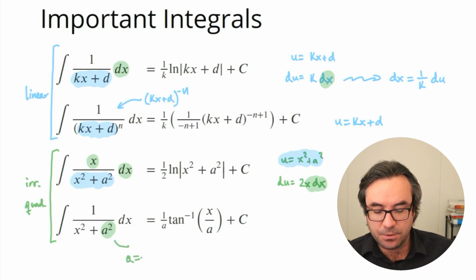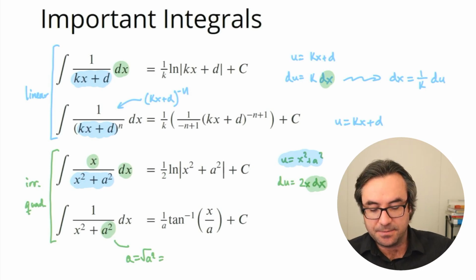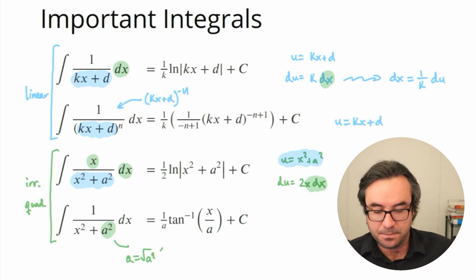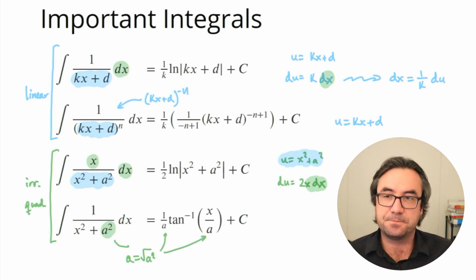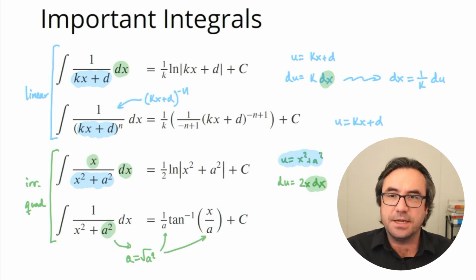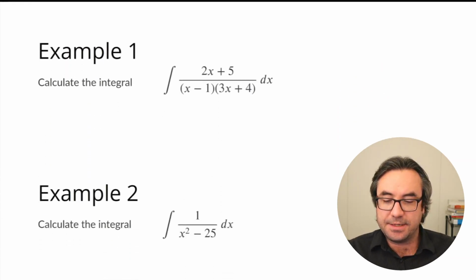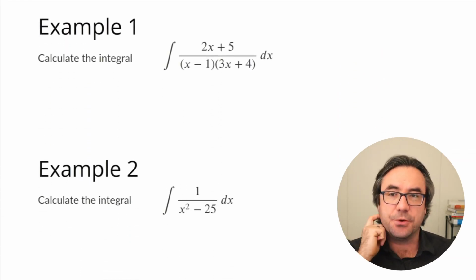So a is equal to the square root of a squared, and that's what you're going to fill in. All right, so let's try a few examples. So let's look at examples 1 and 2.